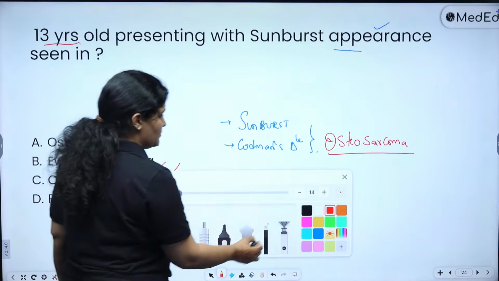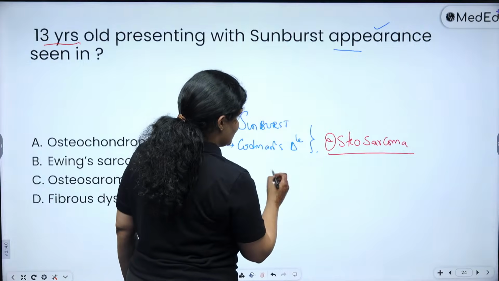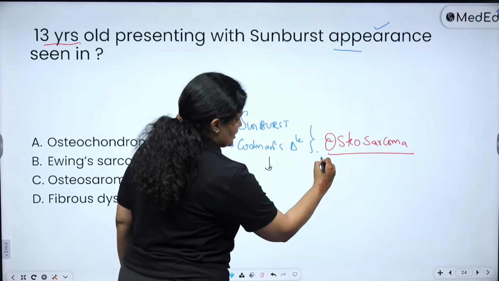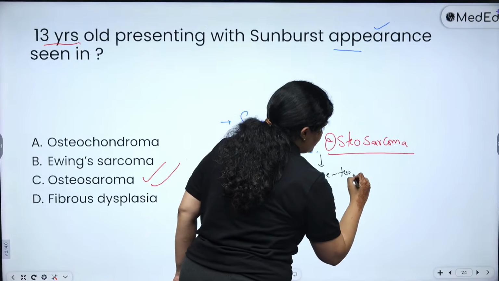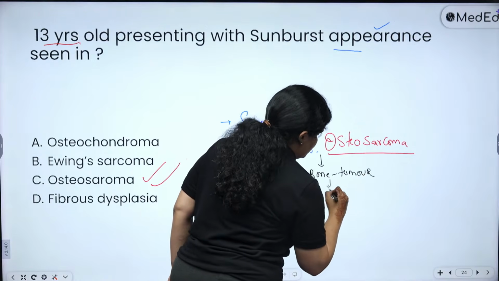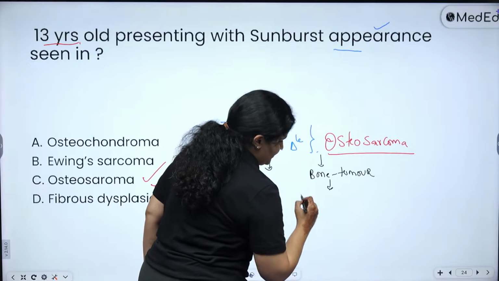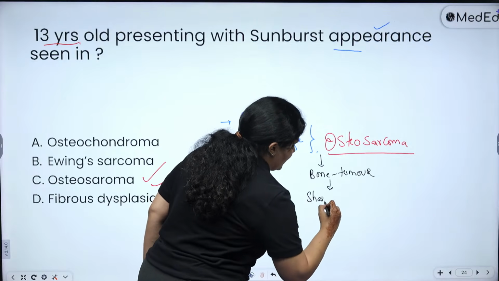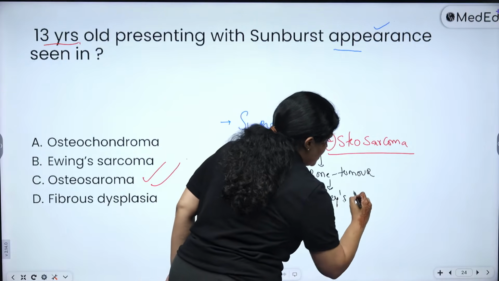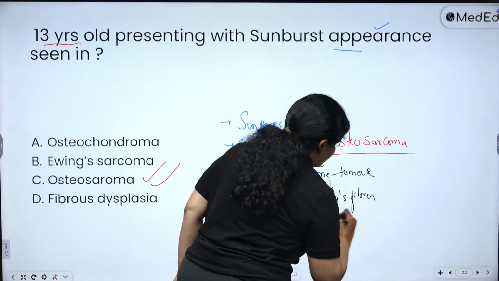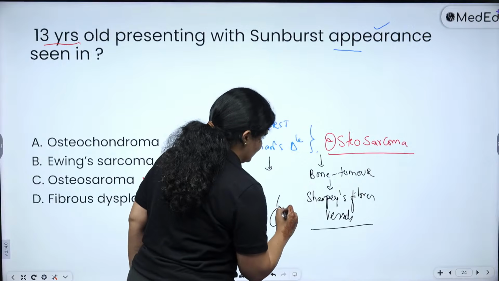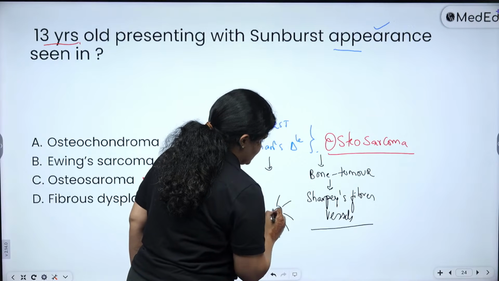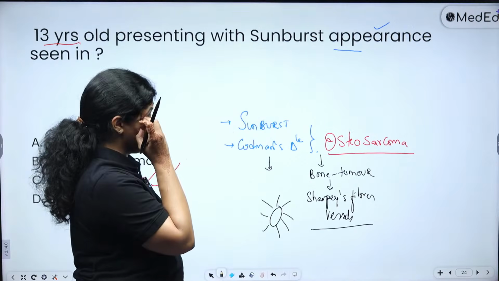And what is the sunburst appearance? It is nothing but osteosarcoma, a bone forming tumor, right? It is a bone producing tumor. This tumor will produce bone along the Sharpey's fibers or along the vessels. When these vessels and Sharpey's fibers are oriented radially from the tumor, they appear as the sunburst appearance.